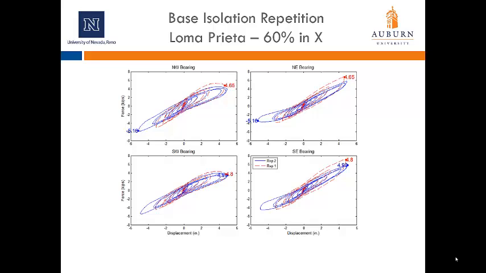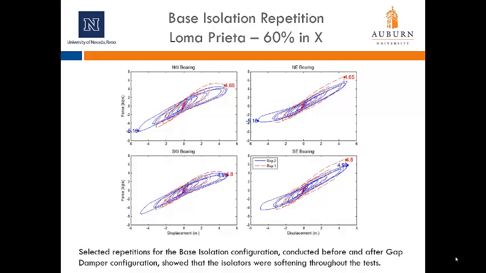And you can see, based on the hysteresis loop, there was a significant softening of the bearings, and as a result, larger displacement demands. So certainly this had an influence on the effectiveness of the gap damper, because the softening of the bearings was counteracting the displacement reduction that we were trying to achieve with the gap damper.